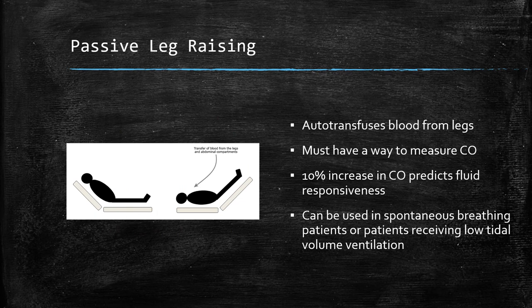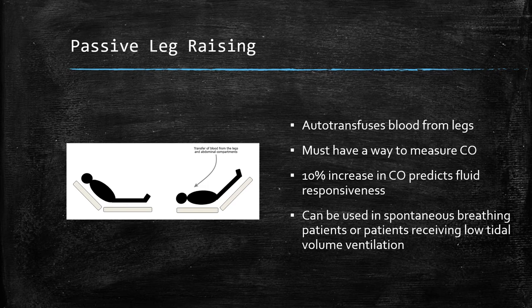Passive leg raising is a test that predicts whether cardiac output will increase with volume expansion. It mimics a fluid challenge by auto-transfusing blood pooled in the lower extremities. Unlike the pulse pressure variation test that we just talked about, this test can be used in spontaneous breathing patients or in patients receiving low tidal volume ventilation. It can also be used in patients with arrhythmias. On the other hand, this test is likely going to be impossible in complicated trauma patients with pelvic fractures or lower extremity injuries. The technique involved in this test is very important to carry out faithfully.